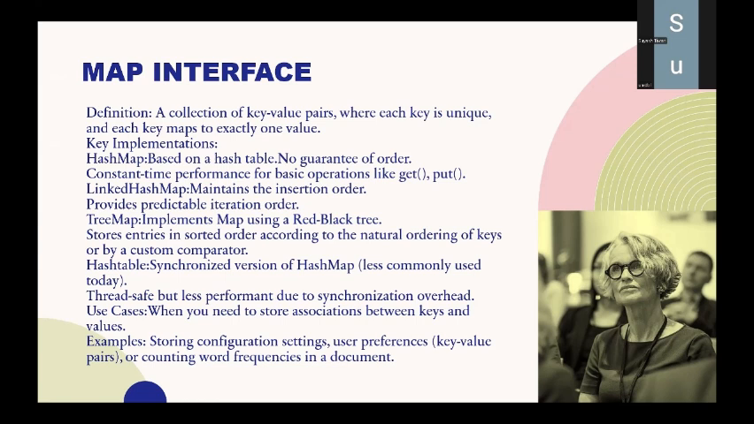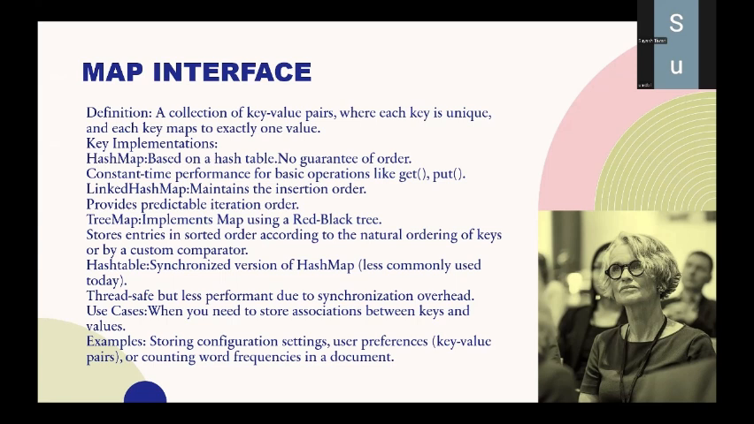Then we'll move on to the hash table, that is the synchronized version of hash map, and it is less commonly used nowadays. Hash table is the synchronized version of hash map, as we talked about that vectors are not used nowadays. That is the reason why we are not using the synchronized version of hash map nowadays. Now the next thing is that it is thread safe but less performant due to synchronization overhead. Since synchronization overhead is quite large in our map, generally it is not used.